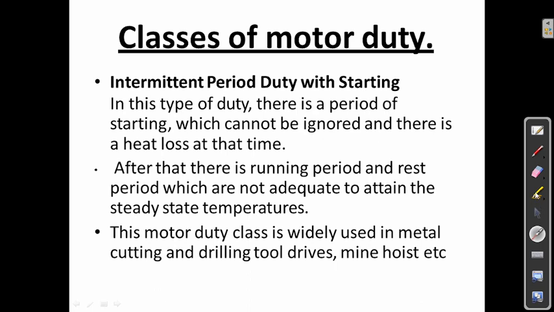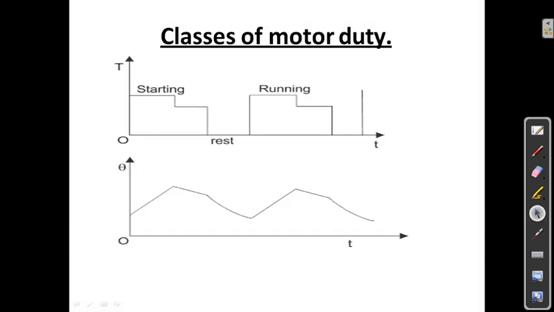For metal cutting, here is the best example. In metal cutting, we will have this intermediate periodic duty with the starting. This is an example of intermediate duty with the starting. This is the graph for torque T and time.